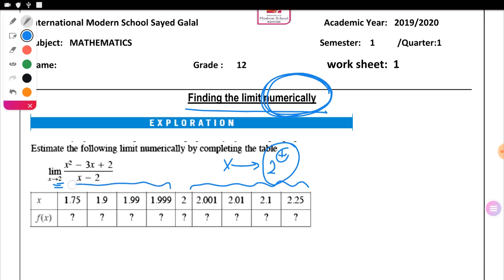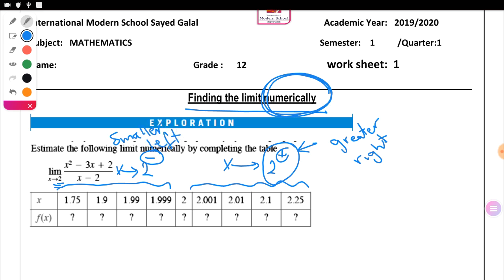The other set of numbers here is at the left of 2, it means less than. Okay, we say x approaches. This arrow means approaches 2, but less than it means from left. Greater than, it means from right. Okay, smaller than, it means left.